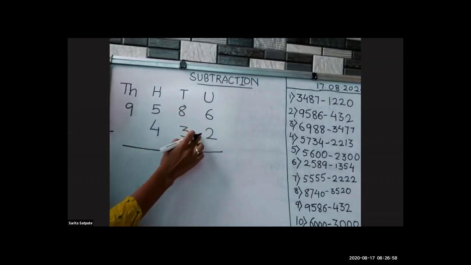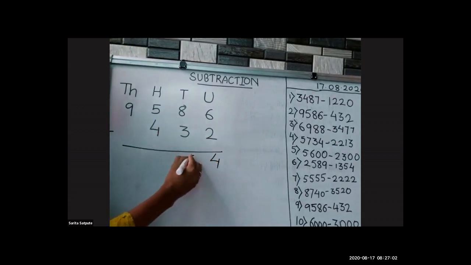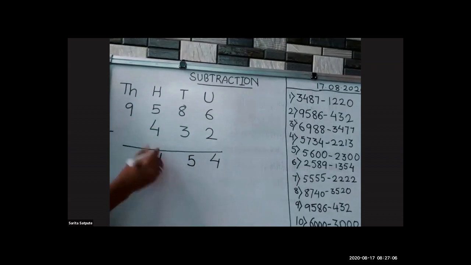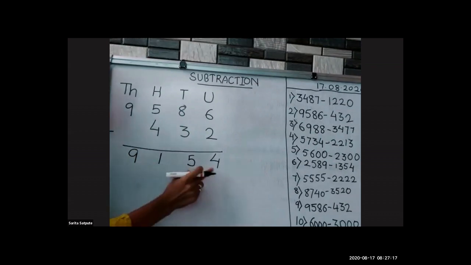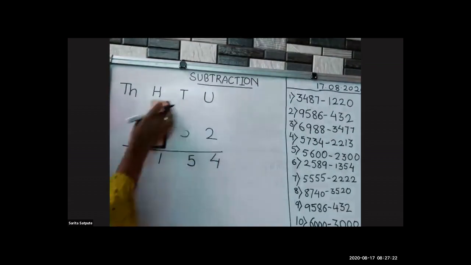So 6 minus 2 is 4, 8 minus 3 is 5, 5 minus 4 is 1, and there is no number here that we can subtract from 9. So 9 will come down as it is. So the answer is 9154. Now I have solved 2 examples on my own.